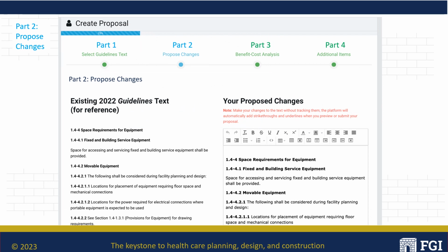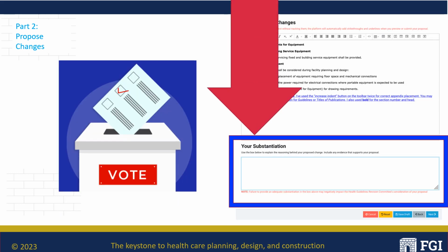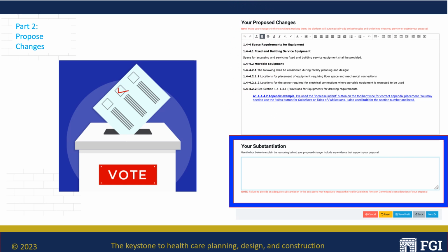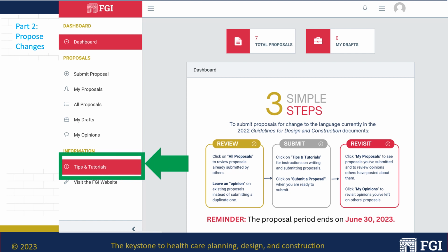Once you've made all your proposed changes, scroll down to the substantiation area. I cannot emphasize enough how important of a role your substantiation plays. The substantiation box is your place to include the justification behind your proposed changes. And as it serves the role of speaking directly to HGRC members when they vote on your proposal, it's imperative that your substantiation is thorough, detailed, and includes any supporting information. If you haven't already, we suggest reviewing the tutorial on writing proposals, found by clicking on the Tips and Tutorials button in the side menu of the main page.